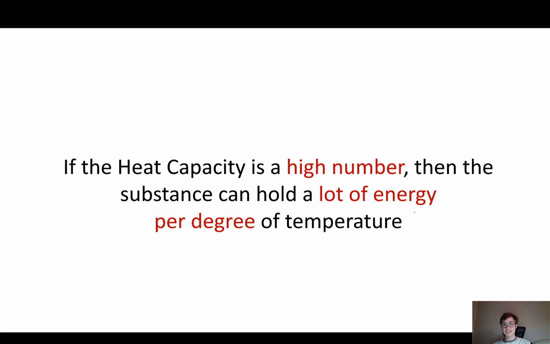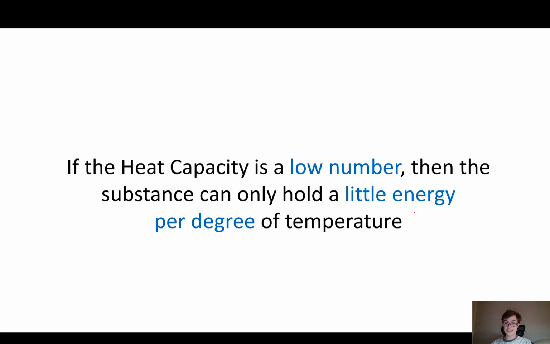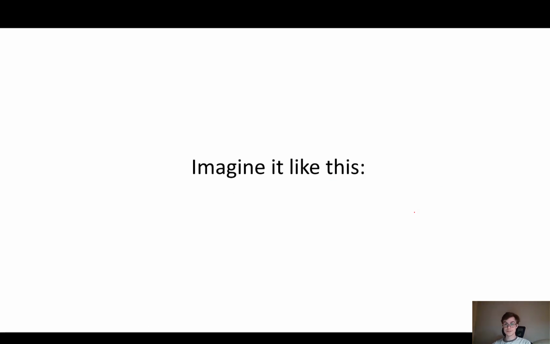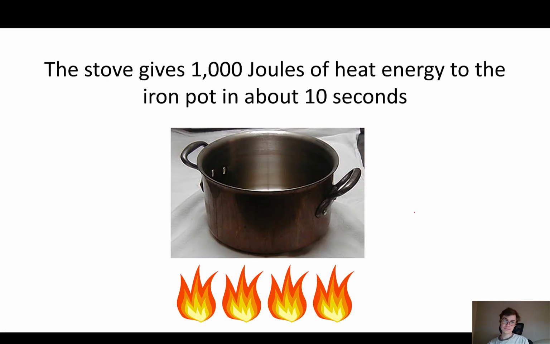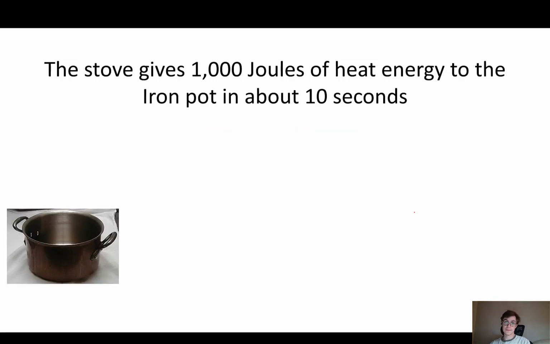If the heat capacity is a high number, the substance can hold a lot of energy per degree. And if the heat capacity is a low number, then the substance can hold only a little bit of energy per degree. So imagine it like this. This is my metaphor. The stove is going to give 1,000 joules of heat energy to the pot in 10 seconds. That's true. In 10 seconds, the stove gives some energy to the pot.